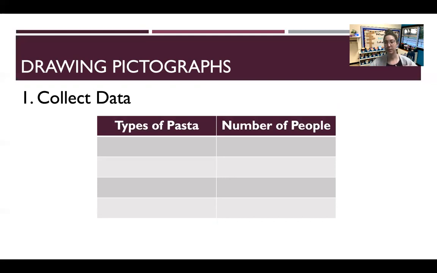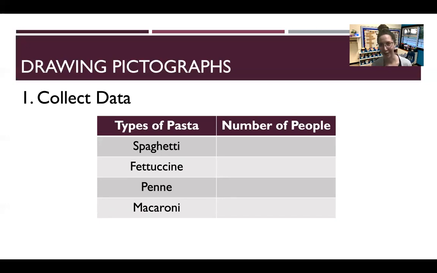Then underneath my types of pasta, you don't want to leave it very open-ended because then it's going to be wild. If I'm talking about animals, all of a sudden people are going to start naming cheetahs, jellyfish, cats, dogs, turtles, horses, cows. It's going to be way too crazy. You want to limit it down and be specific with about 4 or 5 different things that they can choose from. The things I chose are spaghetti, fettuccine, penne, and macaroni.